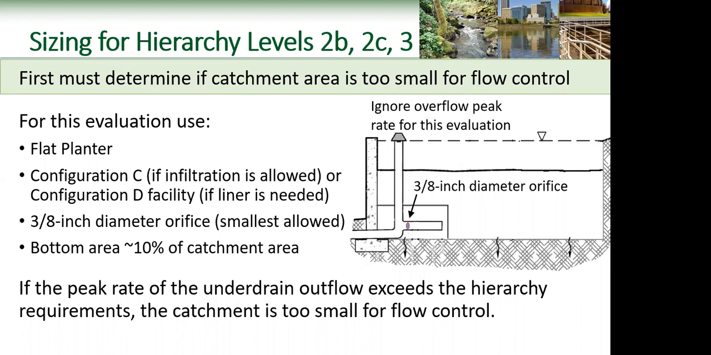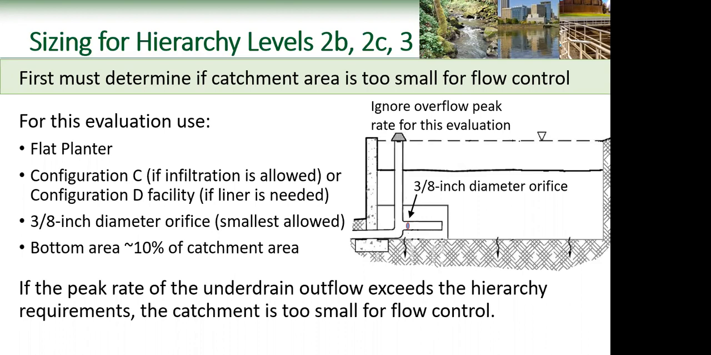So first, to do that, I recommend using a flat planter with configuration C if infiltration is allowed, or configuration D if a liner is needed. And then with that smallest orifice, that 3/8 of an inch orifice, with a large facility like a bottom area of about 10% of the catchment area, see if that orifice is small enough for the facility to pass. Will that orifice outflow limit it according to the hierarchy requirements? And if it can, then the catchment is not too small for flow control. You don't click that little checkbox.